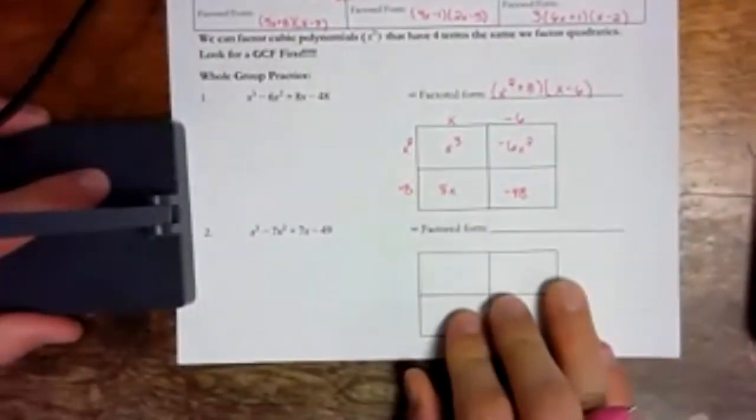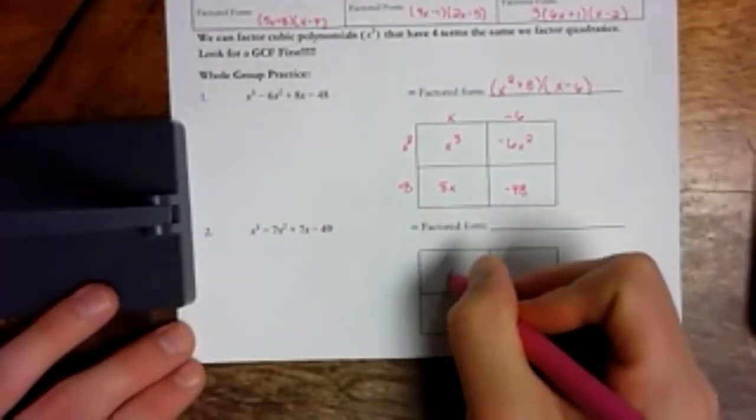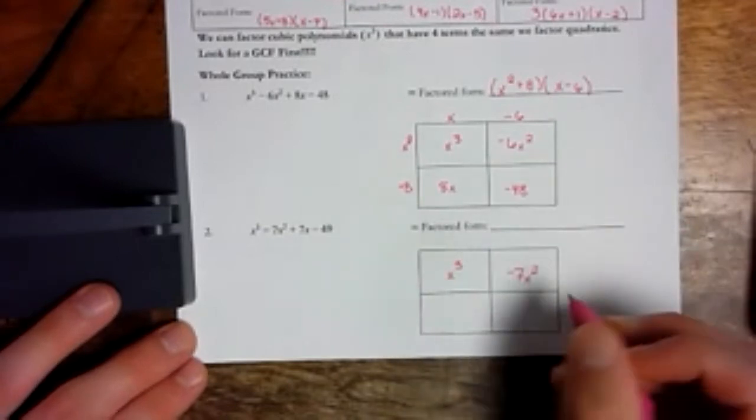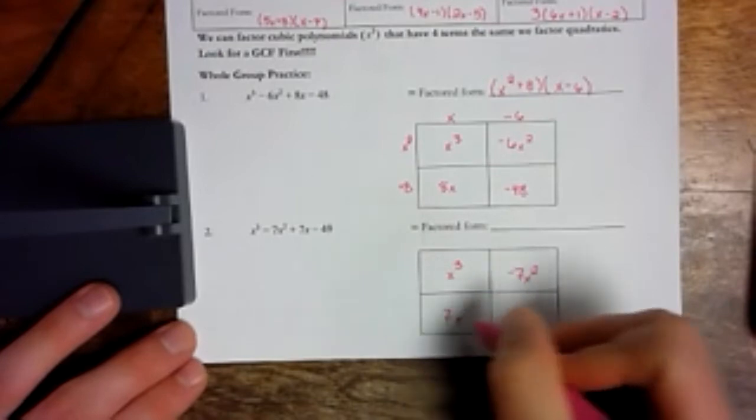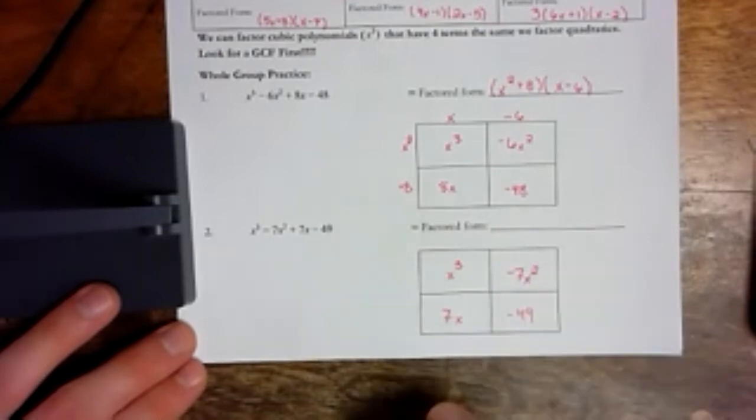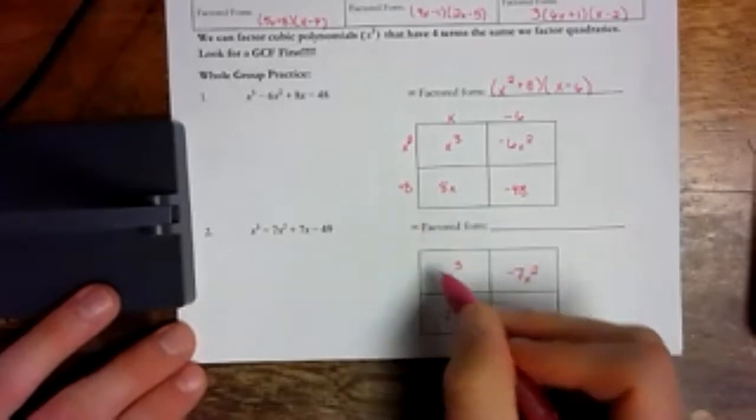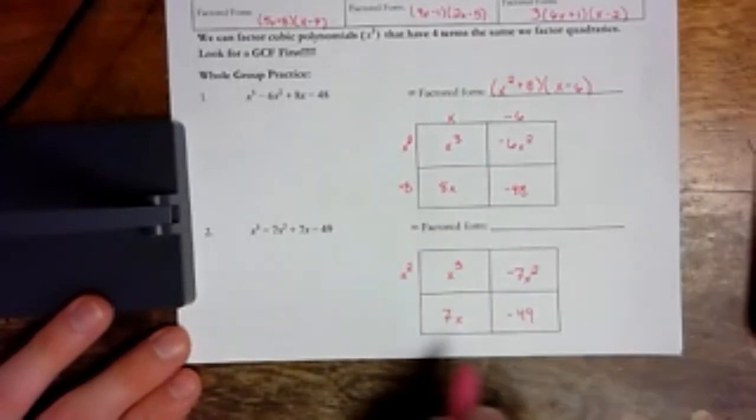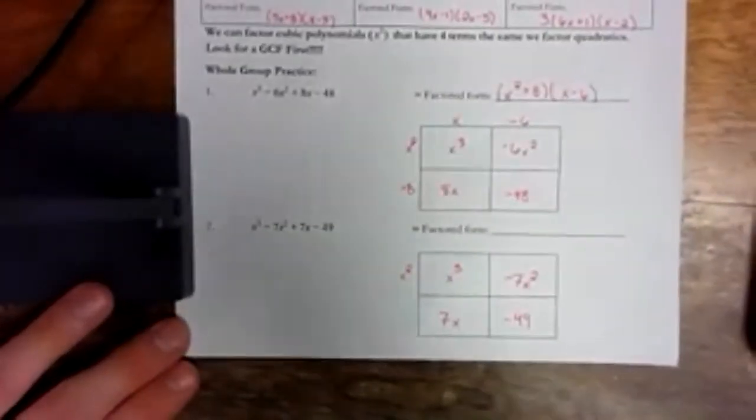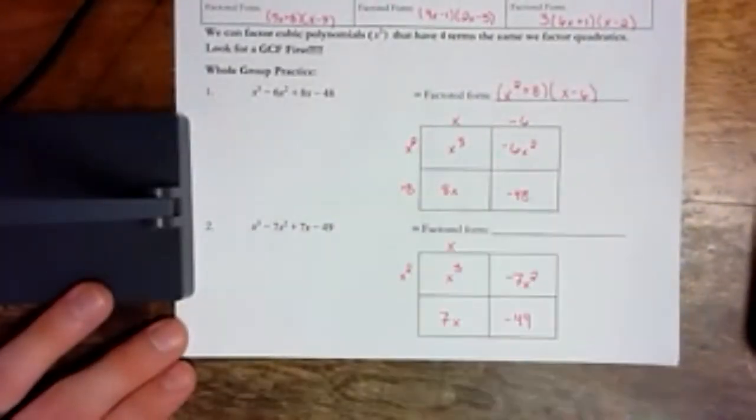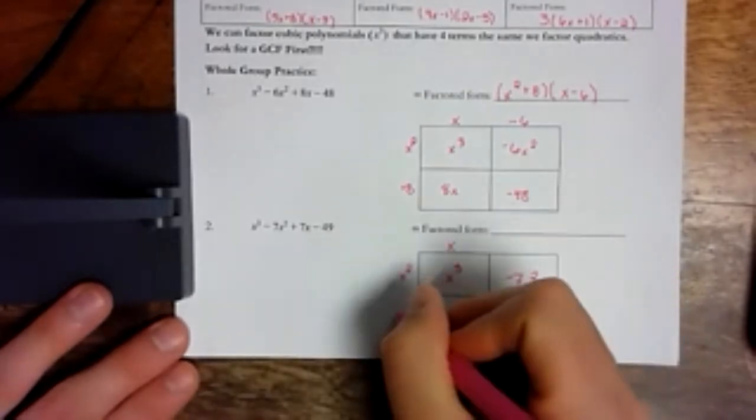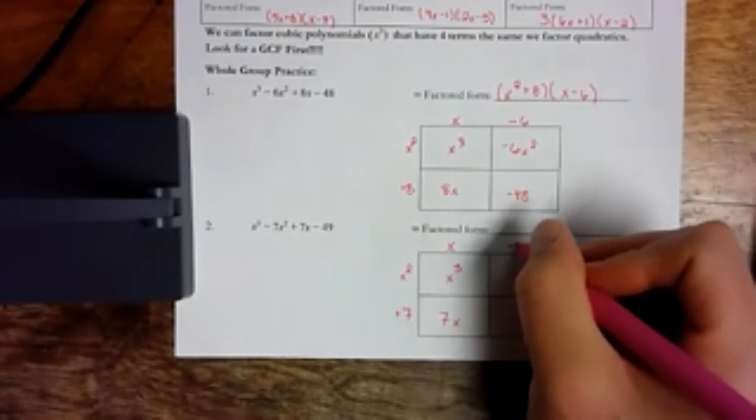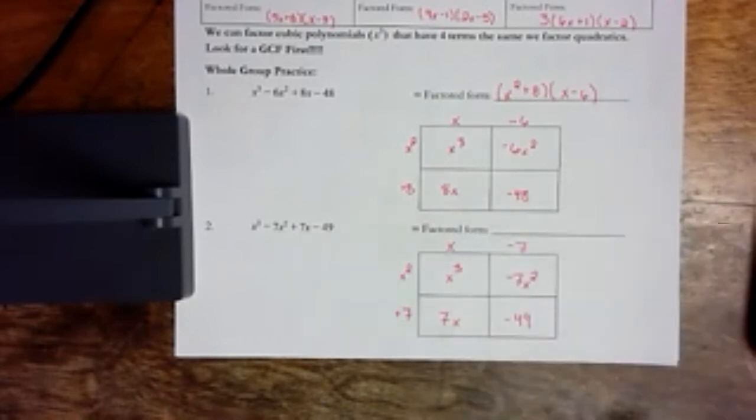So number 2, again, let's place all 4 terms, 1 in each box, with x cubed in the top left, x squared in the top right, 7x in the bottom left, and negative 49 in the bottom right. I need to put the x squared on the same side as the x squared term, which is negative 7x squared, which makes the other length here just x. And then x times a positive 7 is 7x. And x squared times negative 7 is negative 7x squared.